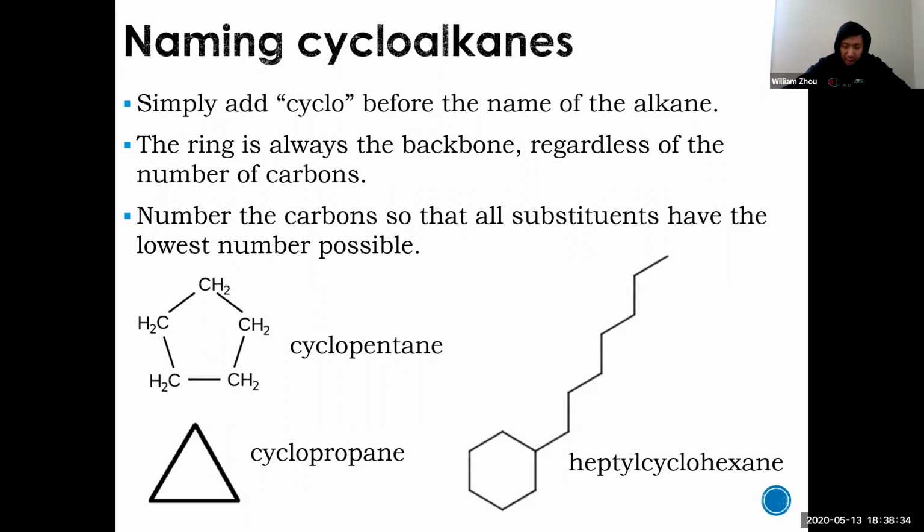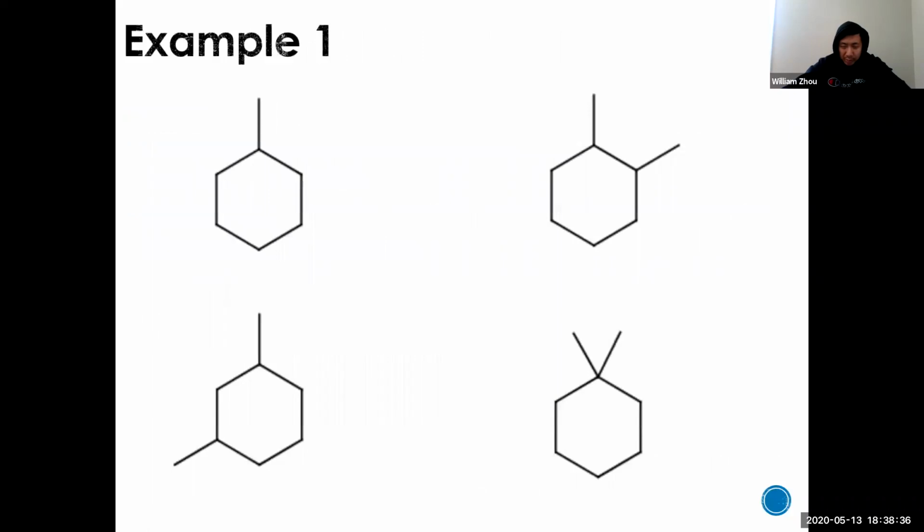All right, so these are the simple ones. What about these guys? If you were to name these, sometimes you have more than one substitution. So for the first one, it's quite simple. You have 1 branch on a cyclohexane. So what is the name of the first one? Anyone?